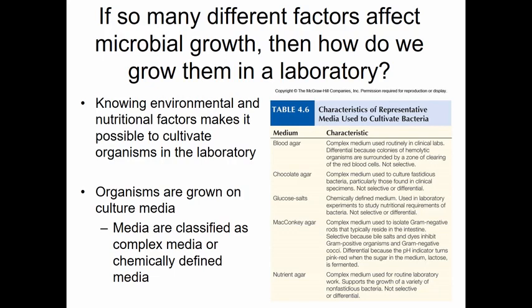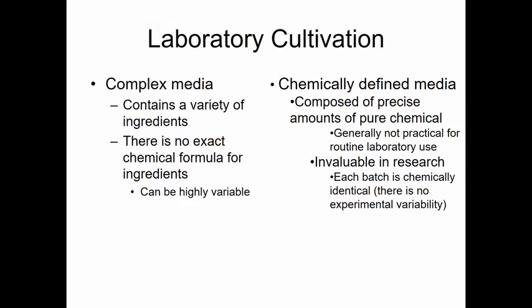So by varying the different types of media, we can vary what grows. We can vary the output as well. Different types of media are classified differently. So we can have complex media versus chemically defined media. Complex media is just a variety of ingredients. There's no exact formula, versus defined media where everything is precisely weighed. Some organisms are very finicky and they need everything in exact quantities, versus other organisms that need things just kind of in the right ballpark.